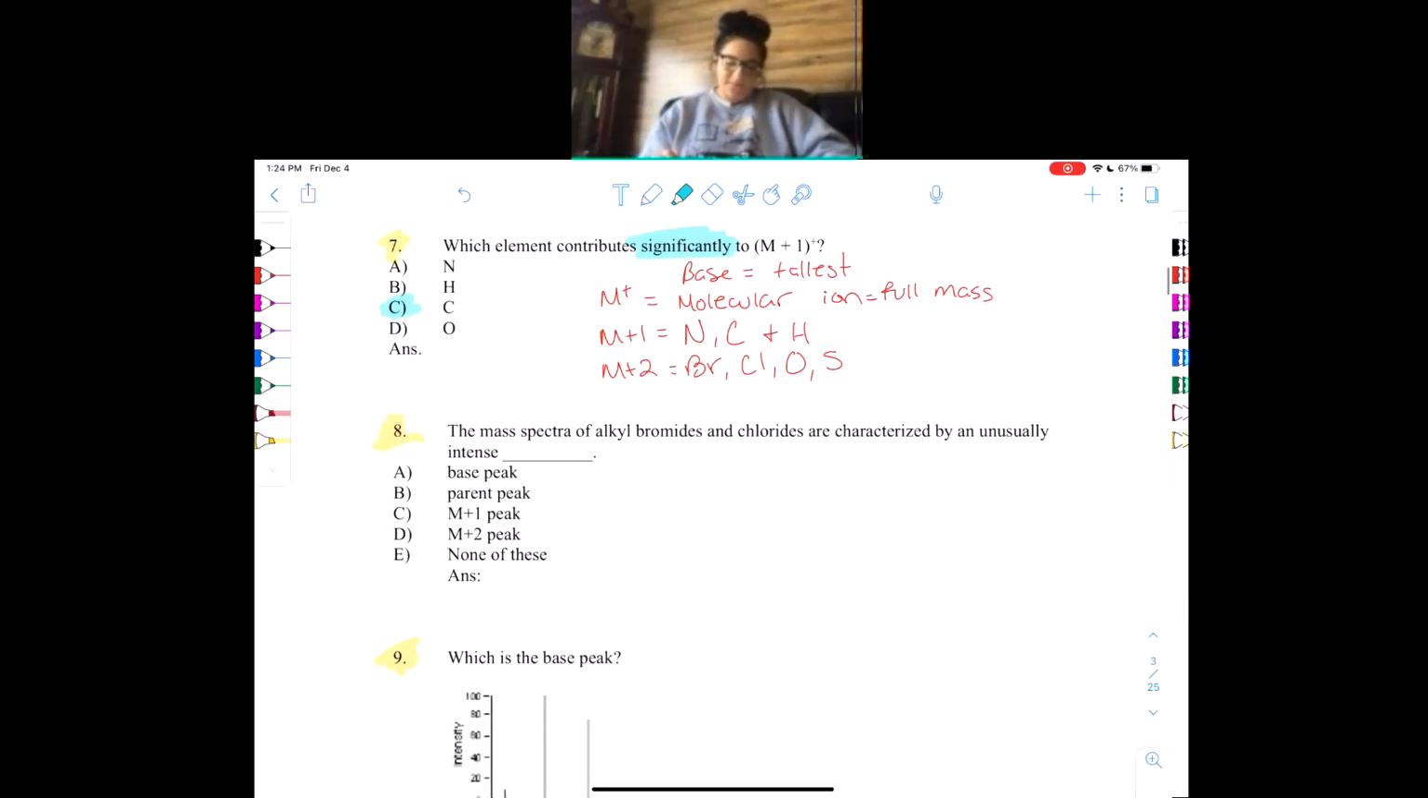So I'm going to scroll a little bit. All right, so the mass spectra of alkyl bromides and chlorides are characterized by an intense peak at where? We just covered this. That's another way of saying the same thing. D, M+2, exactly. Same question, just slightly different wording.